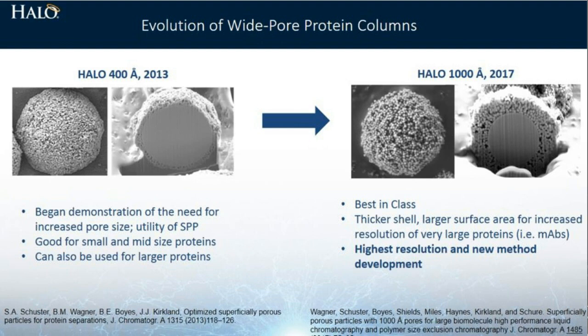As we continued to develop this technology, in 2017 we brought to the market the 1,000 angstrom pore size material shown on the right-hand side of this slide. This further addressed restricted diffusion limitations, showing very high efficiency protein separations, as well as improved the mass transport at high linear velocities. In other words, throughput, the ability to do the separations quickly. So this has become the best-in-class material for reverse phase separations.